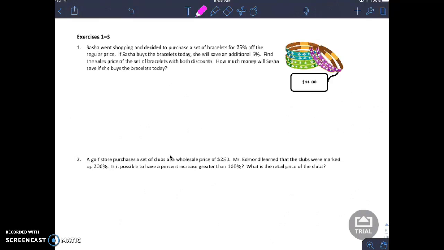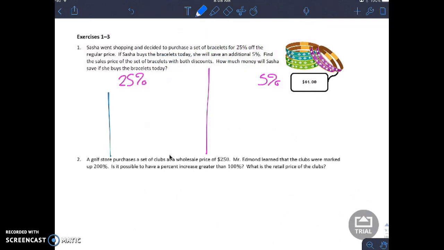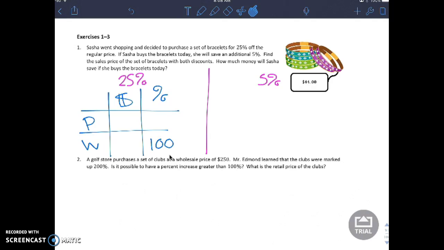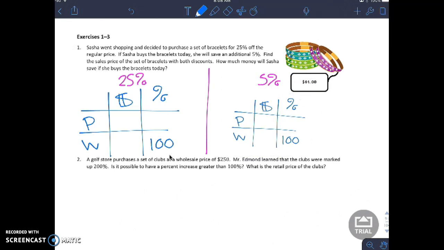So we say that we are getting 25% off, but today it's an additional 5% off. So this is going to be a split problem just like before. We have our 25% off and we have our 5% off. So I'm going to set up my tic-tac-toe. So we have part, whole, dollars, and percent. And we know that percent for the whole is always 100. I'm going to go ahead and copy and paste this into the next box because I know I'm going to have to be using one just like it.